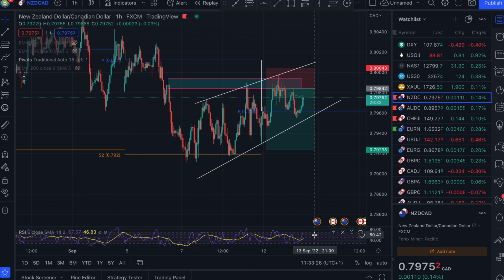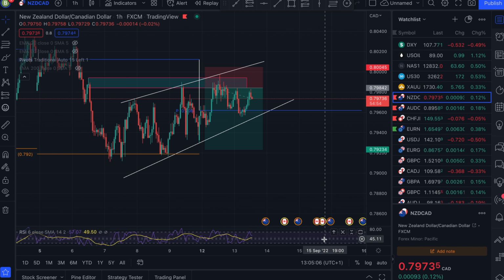We measure the movement in price in pips. And the pip is the point in price. And the price of a pip is determined by your lot size. But we'll get into that later on into the video.